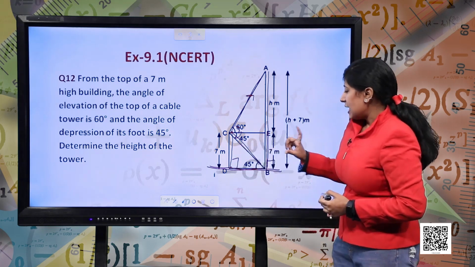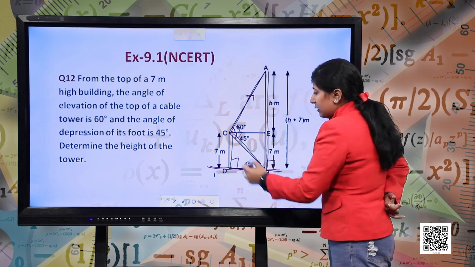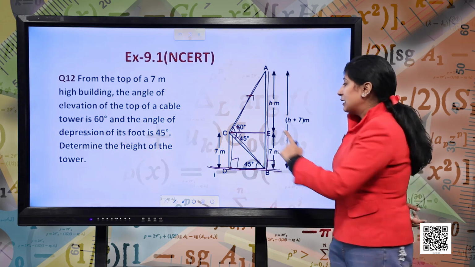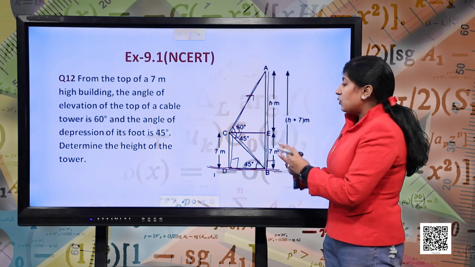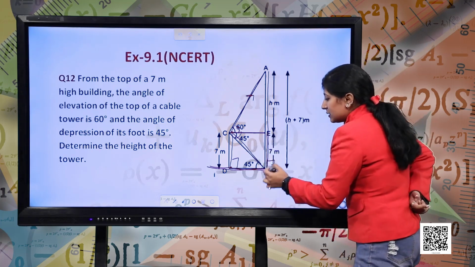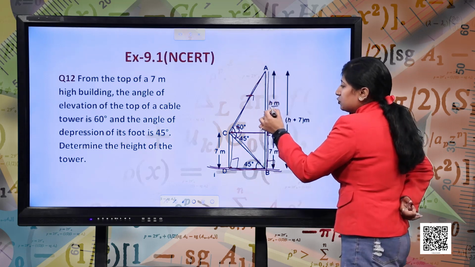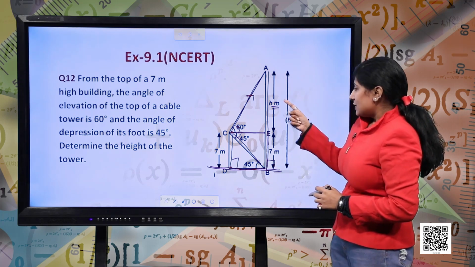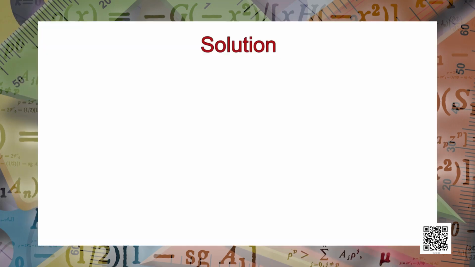So clearly CD and EB are parallel. Also, because they are parallel, CE will be equal to DB. So you have to remember that CE is equal to DB. Clearly, with the same logic, CD is equal to EB. That is why this has been mentioned as 7 meter and this I consider to be H. So this whole cable tower becomes AB, which is H plus 7 or 7 plus H, you can say anything. So let us start the solution.